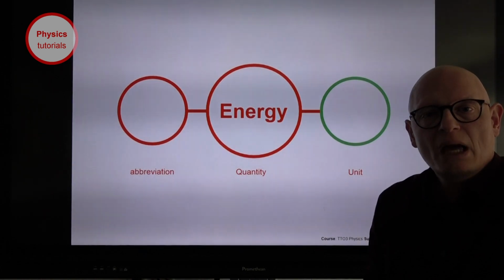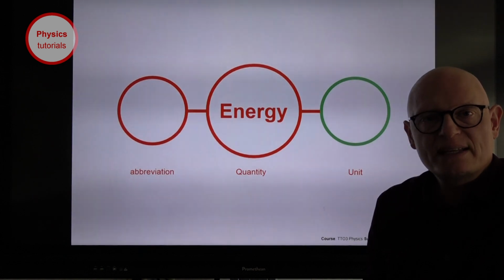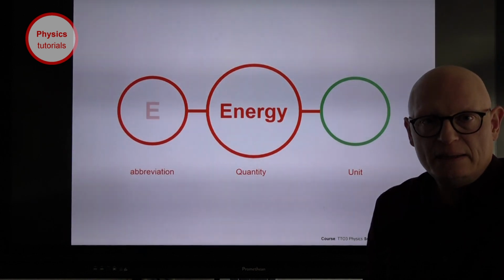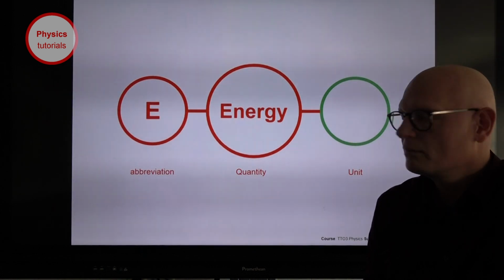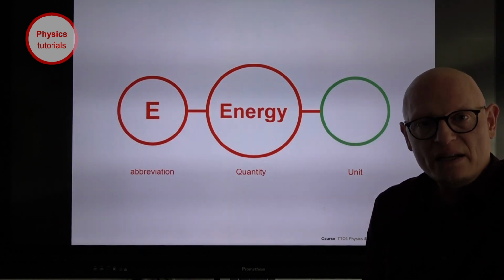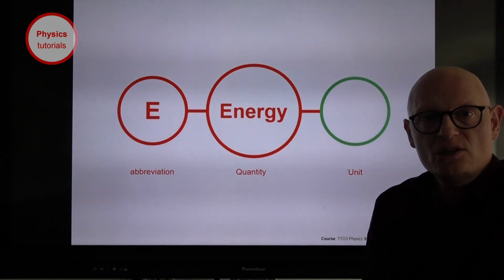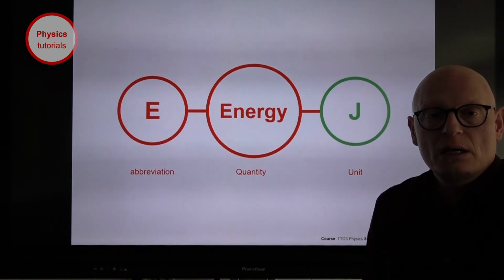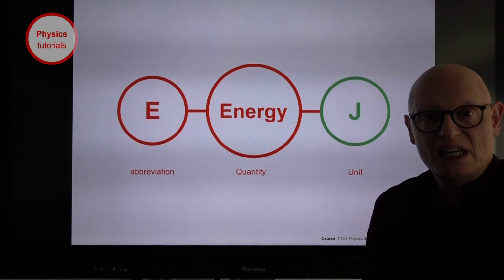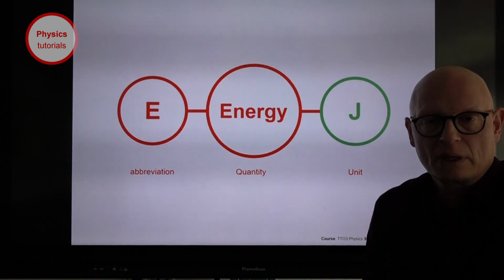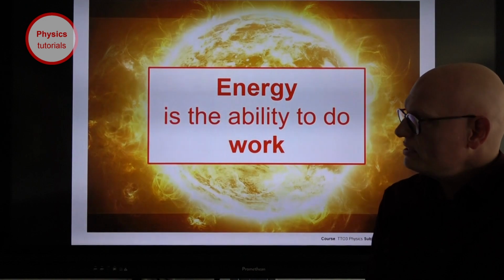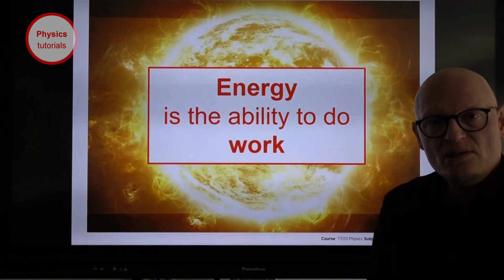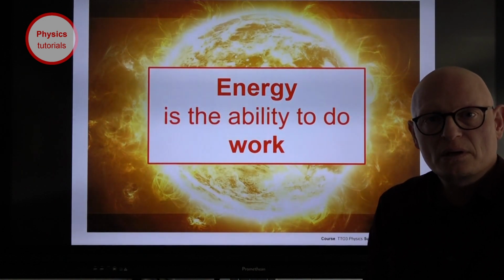First of all, energy. Energy is a physical quantity, and we abbreviate energy with the letter E. The unit we use for energy is joules. That's the standard unit for energy. Next to joules, we also use kilojoules and kilowatt hours. The definition of energy is the ability to do work.